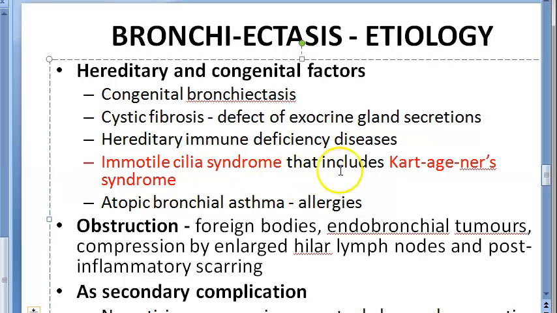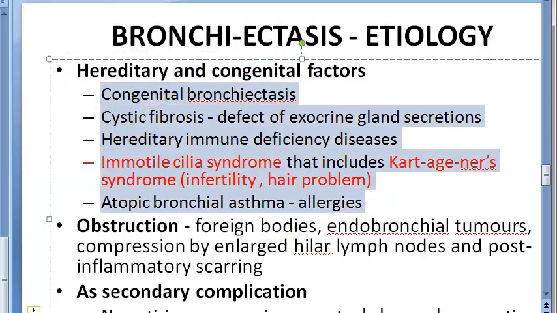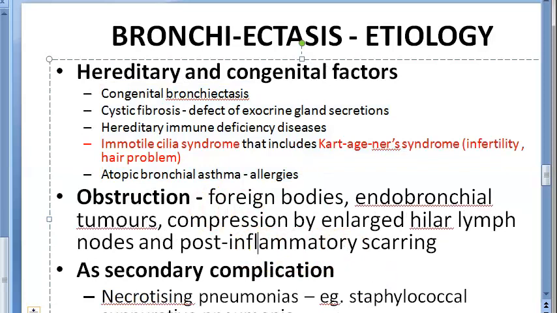Now, this Kartagener's syndrome, where the cilia cannot beat properly, right? These people will have a lot of other issues like infertility, because their sperms cannot move properly. Then they will have hearing problems also. Because cilia, wherever it works in the entire body, there it's not working. Okay. So moving on, these were the hereditary and congenital factors. Now let us move on to obstruction.